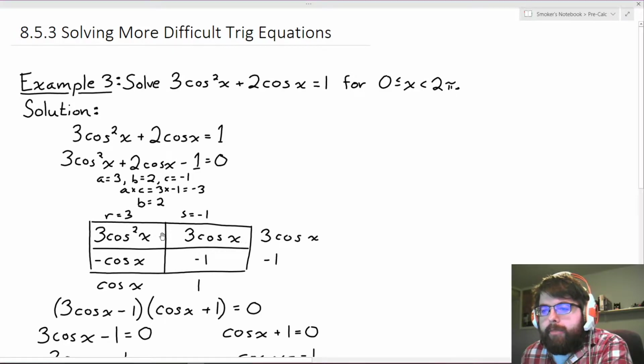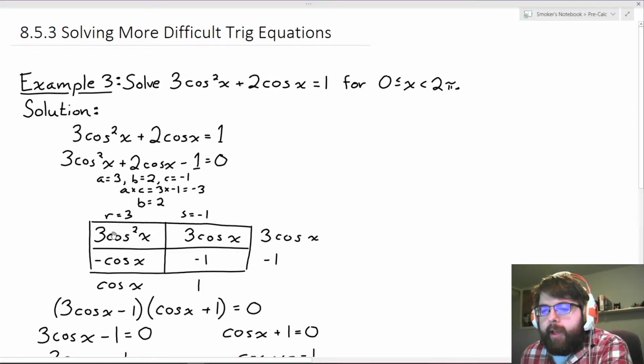So ax squared is 3 cosine squared. Then R cosine, sorry, not B, R cosine. My first of the B that split up into those two parts, R cosine, S cosine. So 3 cosine, negative cosine, and then the negative 1. And yes, if you had the 3 down here and the negative 1 up here, it wouldn't matter. You can switch these two. But the first one's always A, the last one's always C, and the B gets split up between R and S.